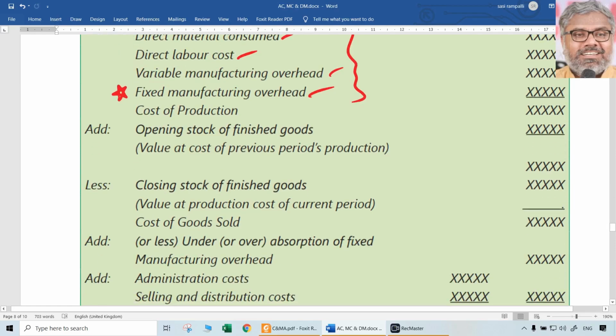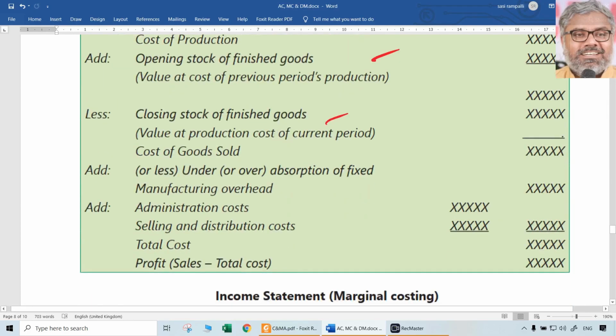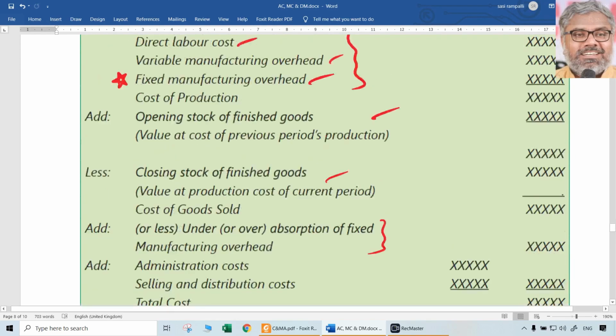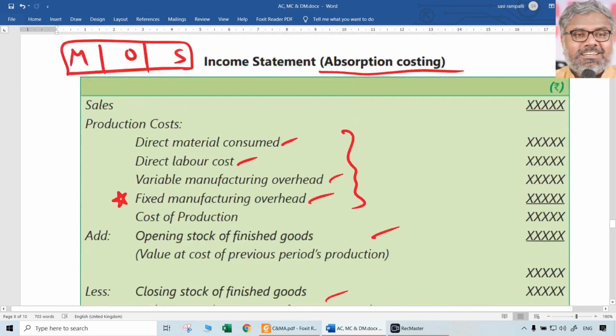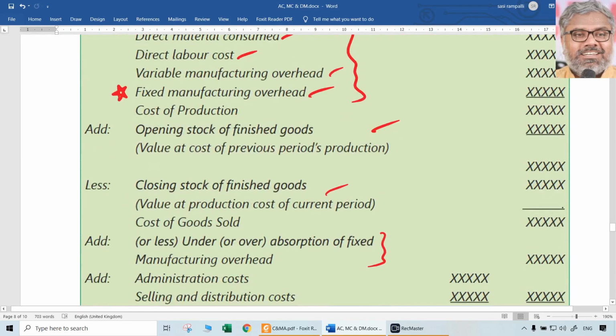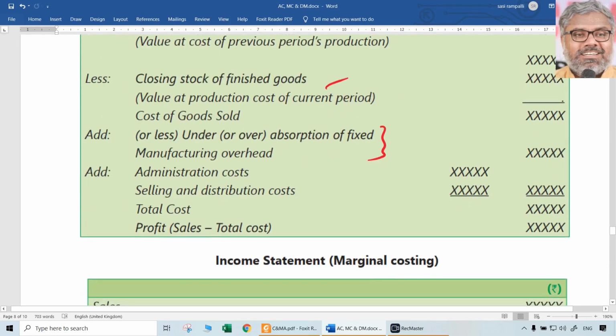Then we get cost of production, and as we know, opening stock of finished goods is added, closing stock of finished goods is deducted. Then if there is any under or over absorption of the fixed manufacturing overheads, that should be adjusted here also, if there is any, because fixed overheads are absorbed according to predetermined rates, but actual overheads could be different, and that under or over absorption can be adjusted.